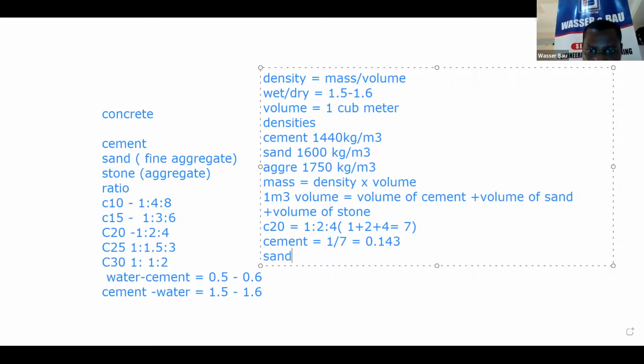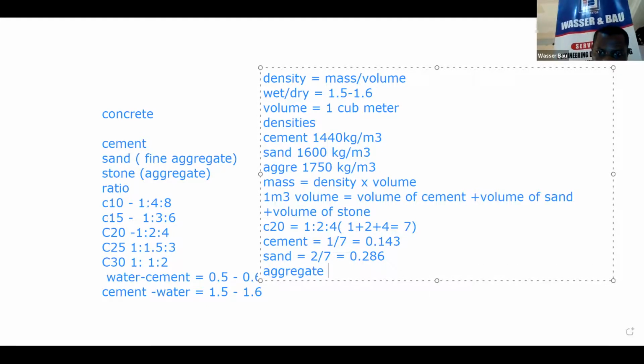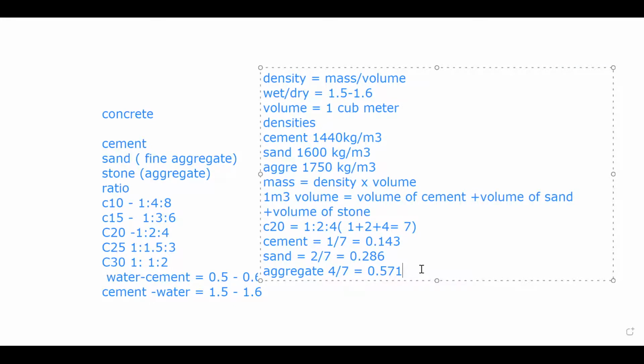For sand, it will be 2/7. And that will be what? 0.286. Aggregates, 4/7, which is 0.571. What can you get from this? If you add up all these three, this plus this plus this, you get 1, which is 1 cubic meter. So we have split 1 cubic meter into its constituent volumes.